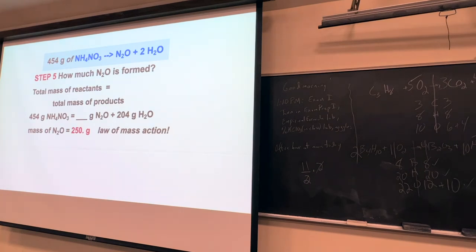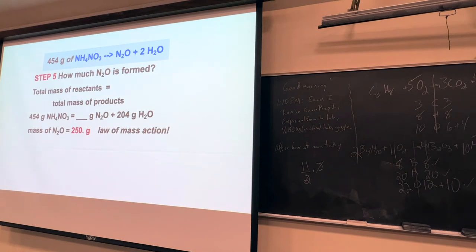Because the law of mass action says all the mass that goes in has to be accounted for on the way back out. And we had 454 grams of ammonium nitrate, and we just calculated with our grams, moles, moles, grams that there's 204 grams of water. So one way to do this problem would be to take the total mass and subtract the grams of water. And the remainder, which is 250 grams, is going to be the grams of N2O. This is one trick I can give you to get out of grams, moles, moles, grams.